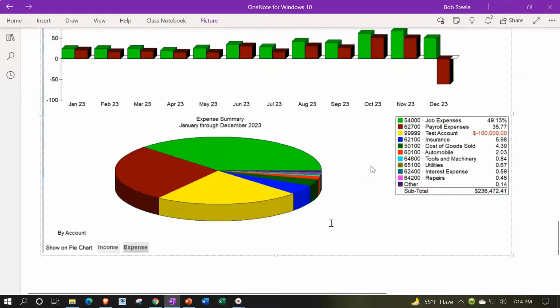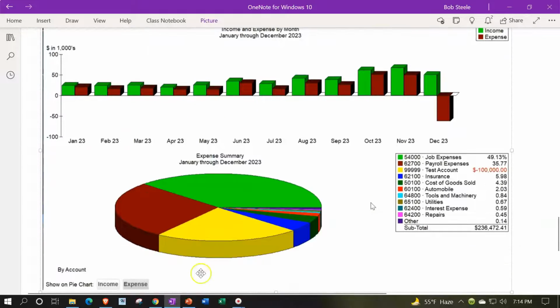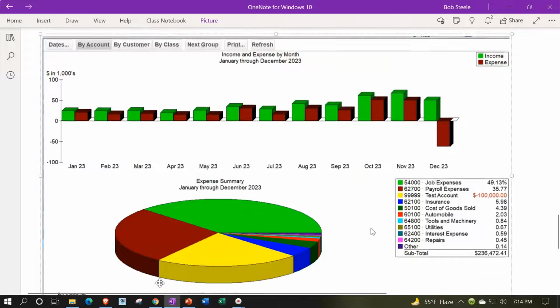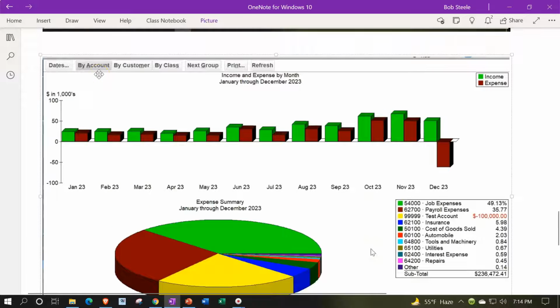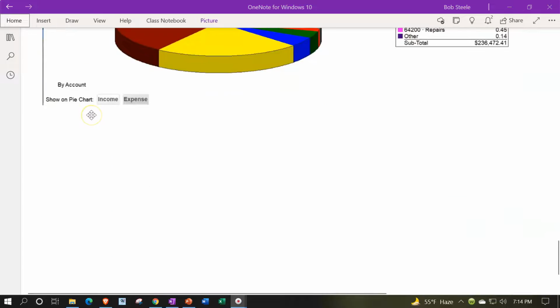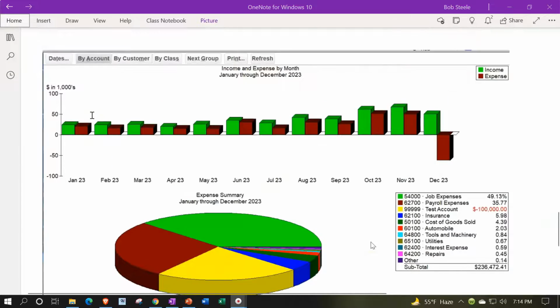Scrolling down, so now we're on the income side of things. We're on the expense side of things, and we are by account up top. Expense side of things by account again. But I think that's the same one we started out with. So you can experiment with that graph.